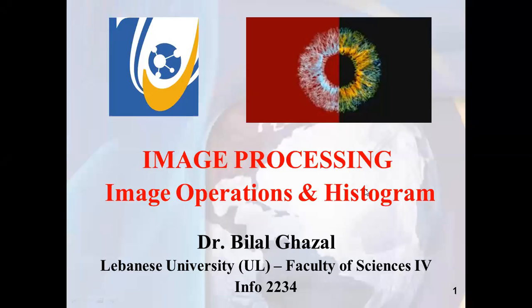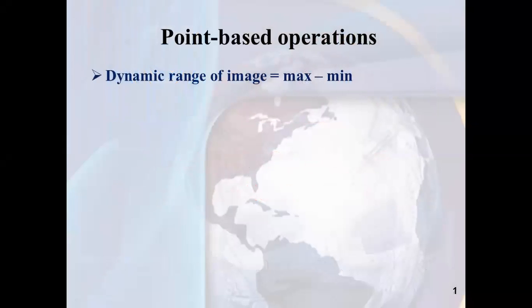Dear students, we continue in the course image processing, and we treat the chapter image operations and histogram. In the first part of this chapter, we talk about pixel operations and arithmetic and logic operations applied to each pixel. Now we also talk about image pixel operations, and we treat the point-based operation where we apply functions on the values of pixels.